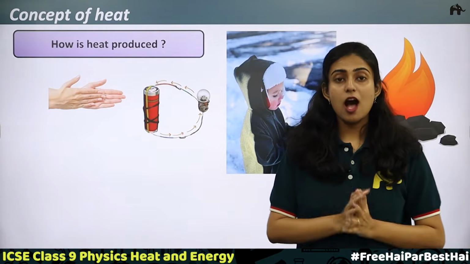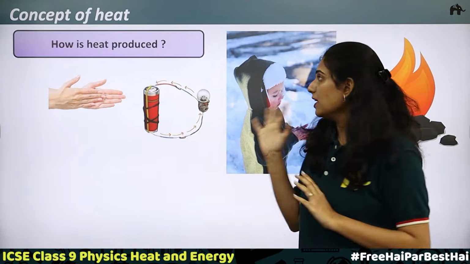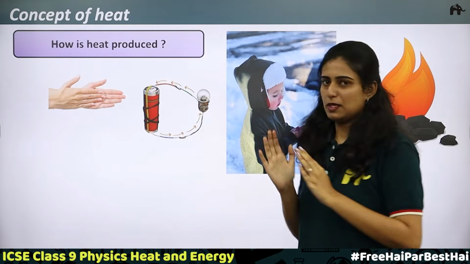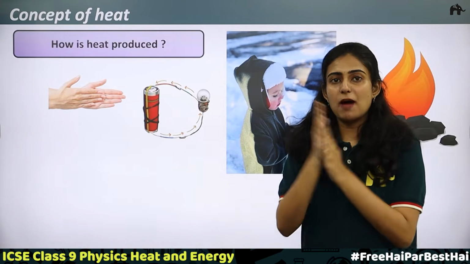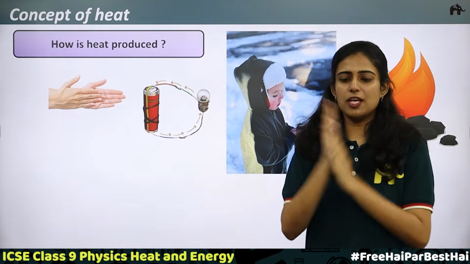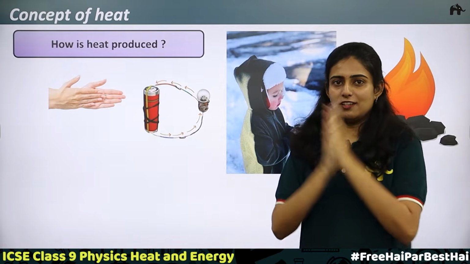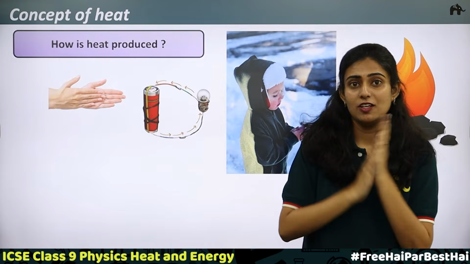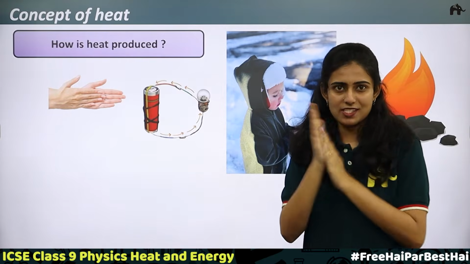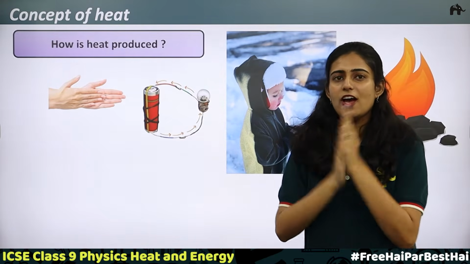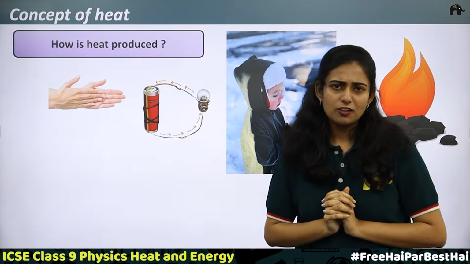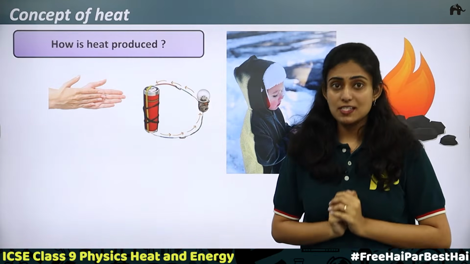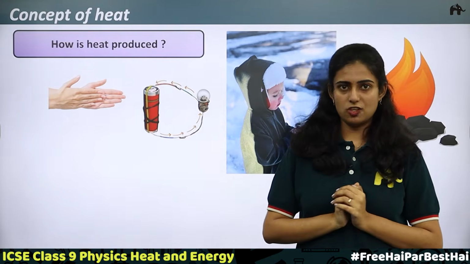What is heat? How is heat produced? To understand this, we can do a simple experiment. Just hold your hands in this way and keep rubbing the palms against each other. After some time, what do you feel? In cold climate, in winter season, you do these things, right? You will be rubbing your hands and you will keep it here. You will be feeling hot. Why is it happening? This is because heat is produced in your hands.